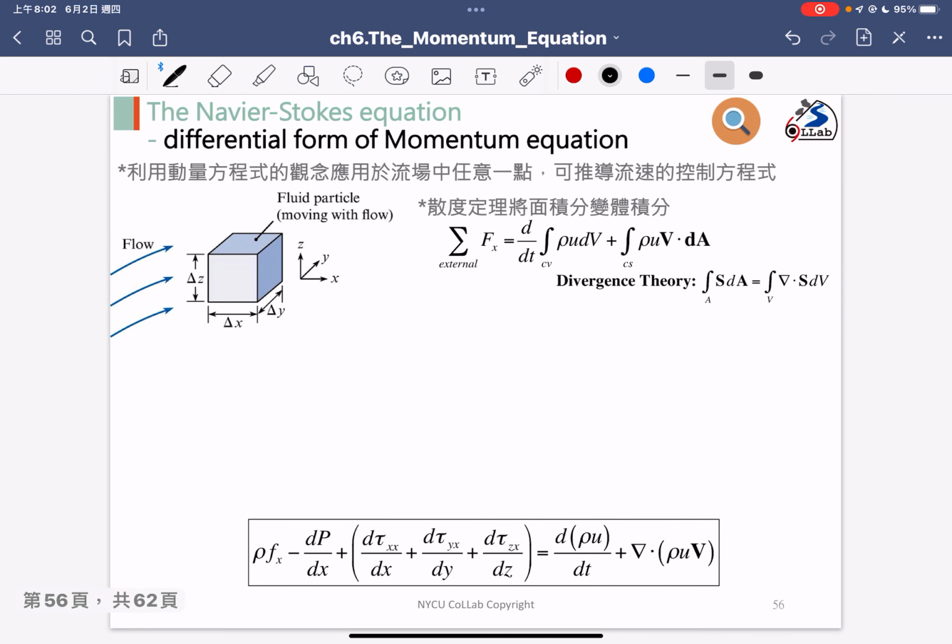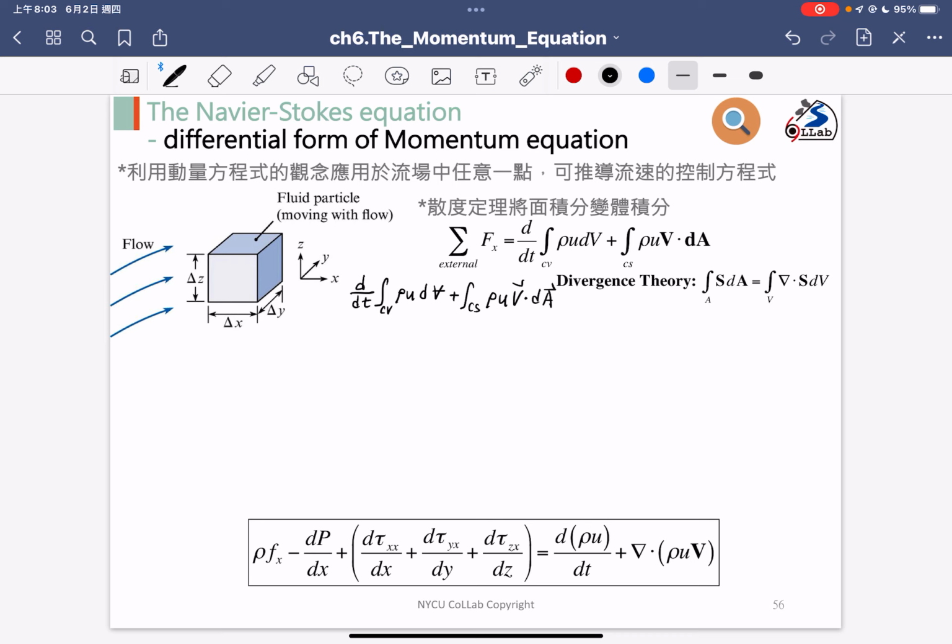Okay, so next we deal with the right side items. What do we have on the right side? We have the time derivative d/dt, and we integrate rho u dV, right? And plus, along the control surface, rho u, where u is the velocity along the x direction, and we have the velocity vector dotted with the cross-section area.